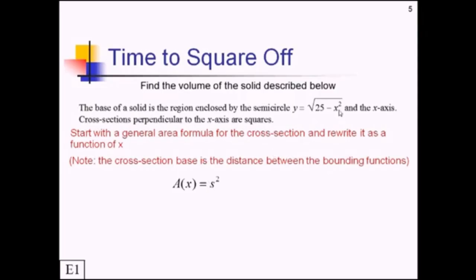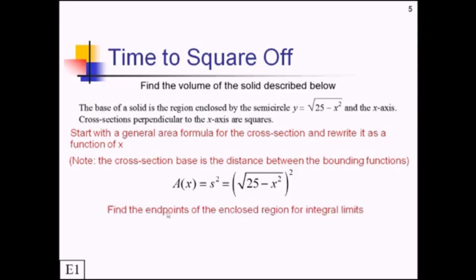So in this case, that would be top function minus bottom function: the square root of 25 minus x squared, minus, well, 0, because it's the x-axis. So we're just going to put the square root of 25 minus x squared for that. We could get rid of the radical, but we're just going to use the calculator anyway, so no point in doing that. Let's go ahead now and figure out the limits of integration. For that, we're just going to find the endpoints of our enclosed region. That'll give us our integral limits.